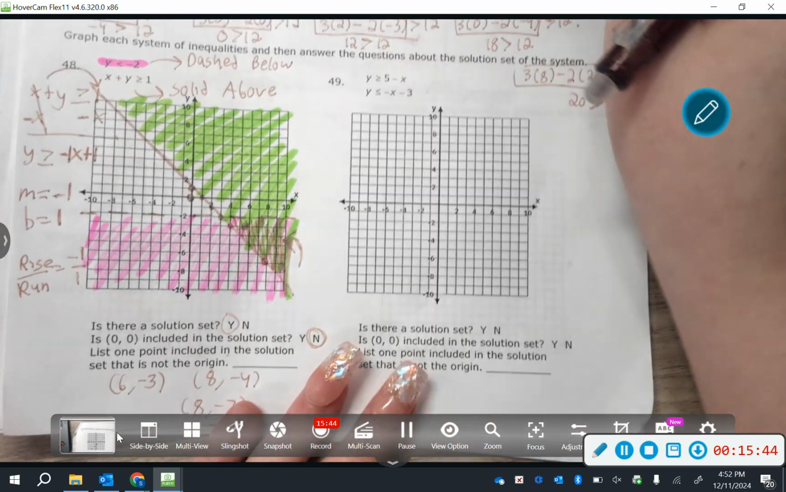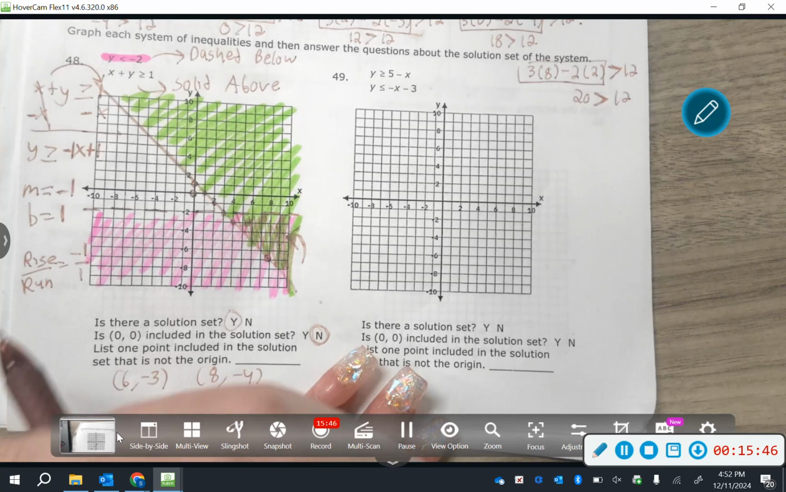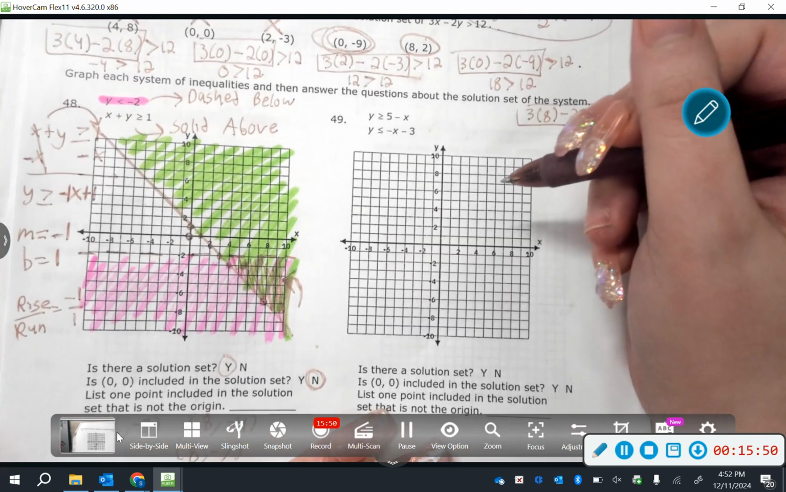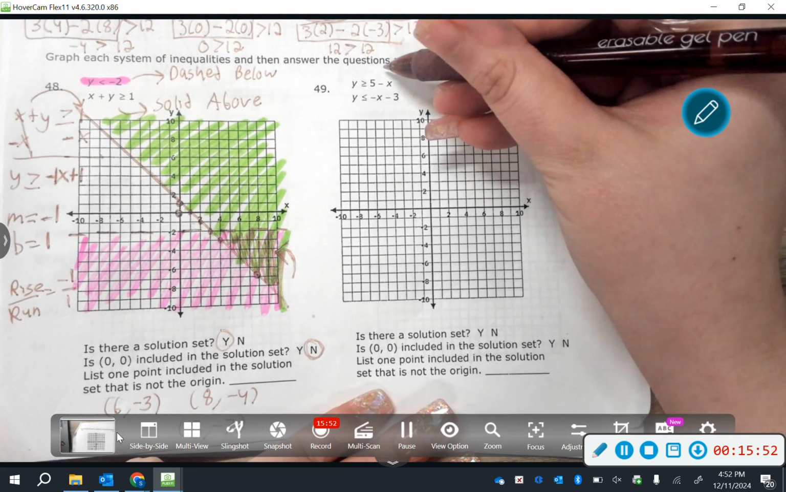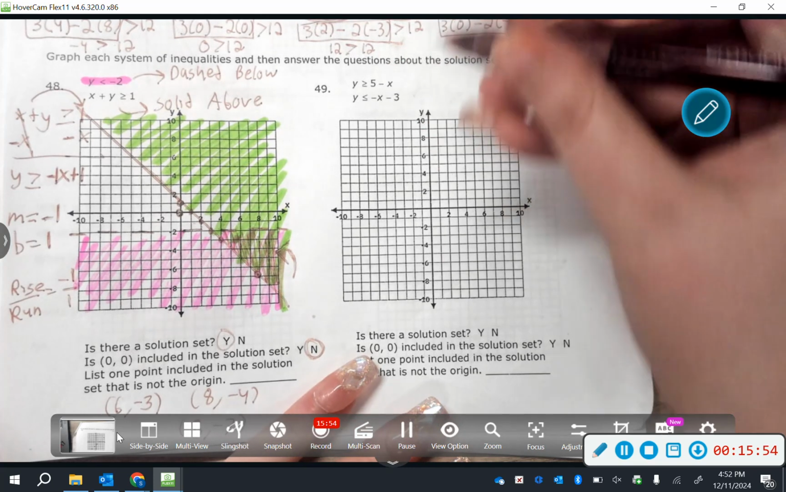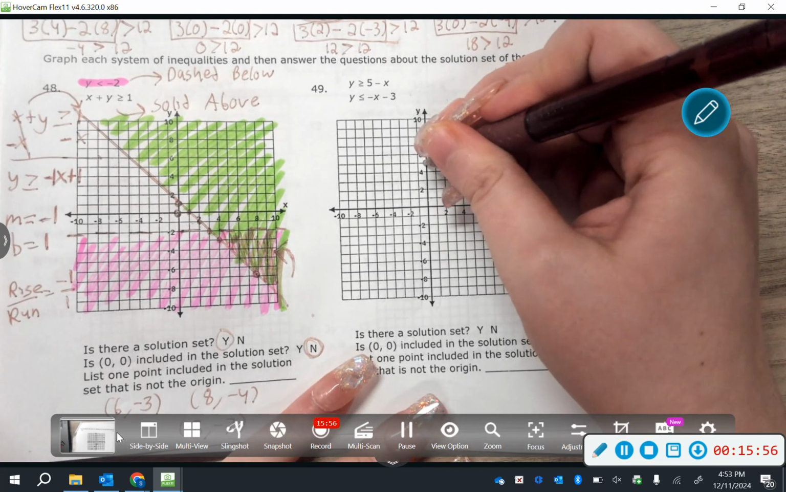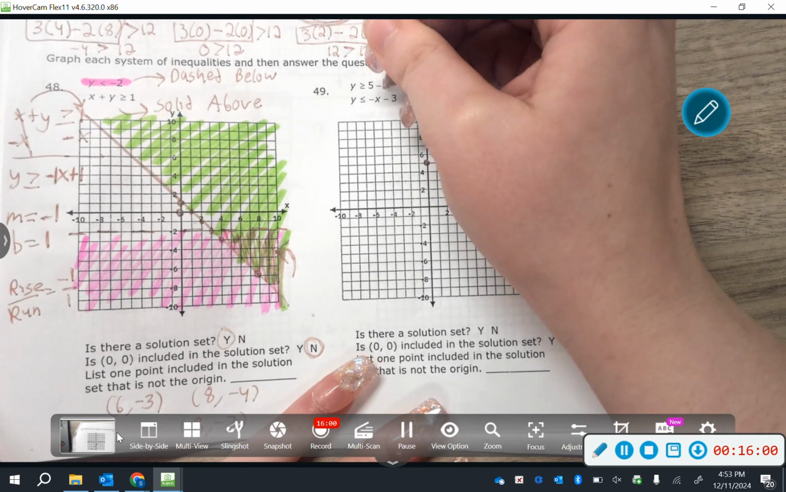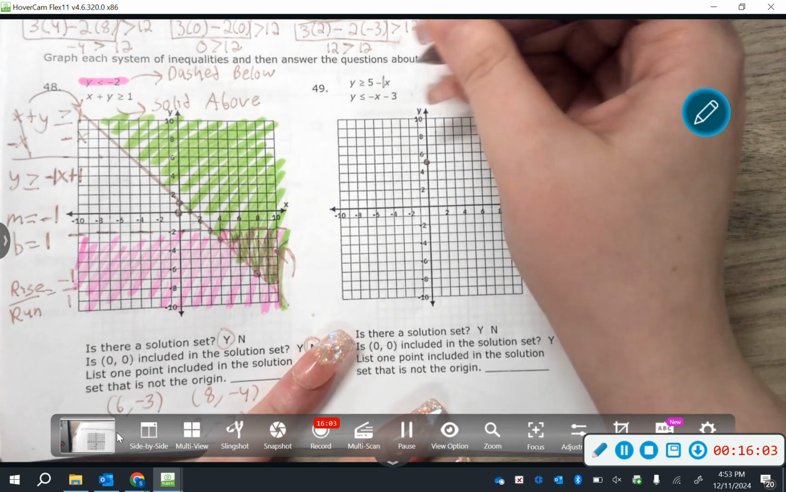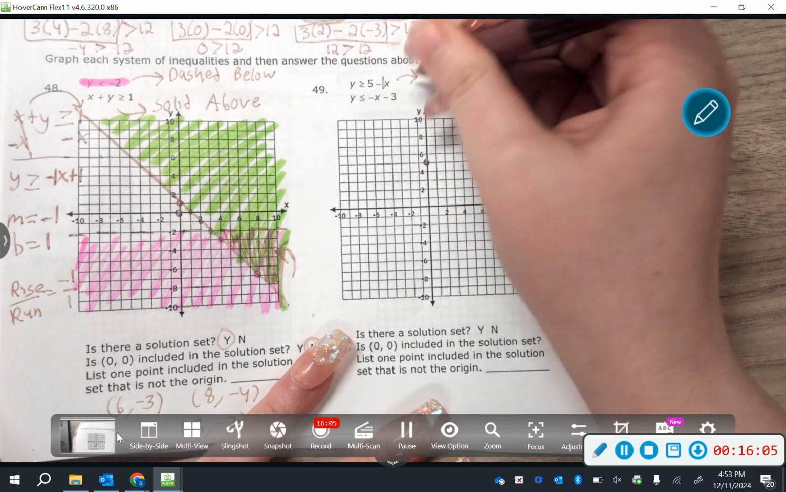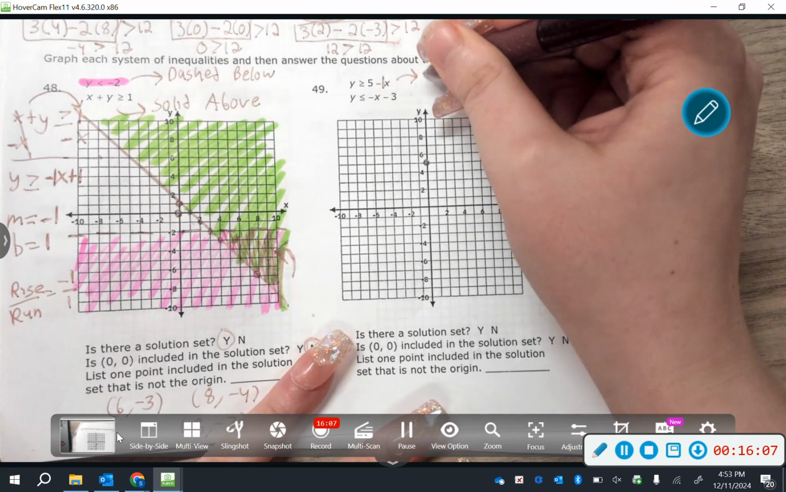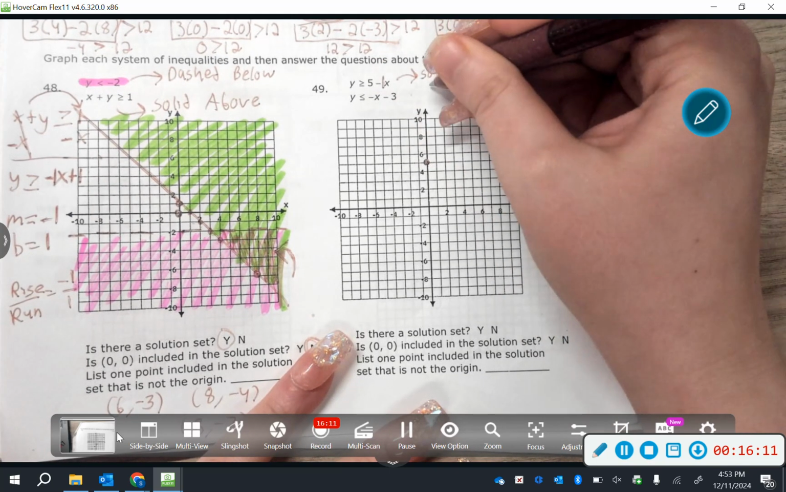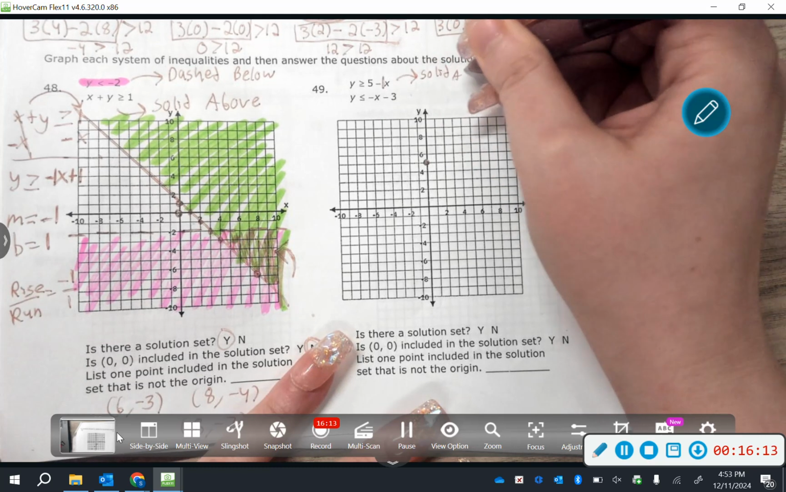All right, for this one, nice, they're already in slope-intercept form. The y's are already by themselves, so that saves us some work. Looking here, my y-intercept is 5, so I'm going to go ahead and put a point on 5. Once again, if there's no number in front of my x, there's an invisible 1 there. Here's what we know. If it is greater than or equal to, it's going to be a solid line because it has an or equal to. And if it's greater than, we're going to be shading above.